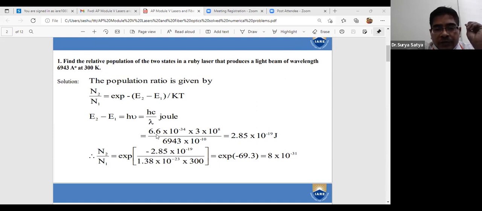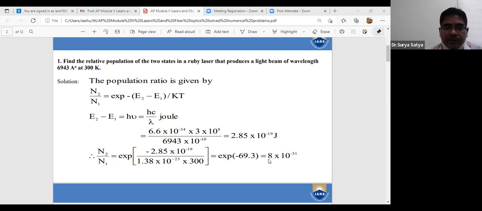So we put in the values: 6.6 into 10 power minus 34, into 3 into 10 power 8, by 6943 into 10 power minus 10, which gives the value. So n2 by n1 equals exponential of this, and we get the ratio as 8 into 10 power minus 31. Please note down fast.